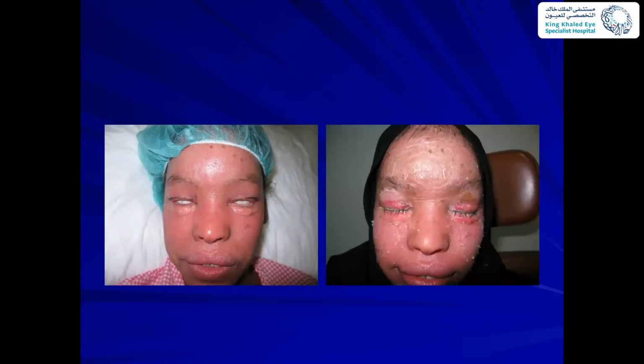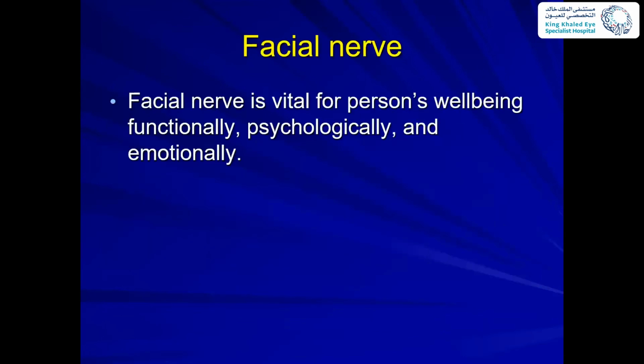And this is her picture again, after lower eyelid ectropion correction, and she still has upper eyelid ectropion. And this is after placing the mucous membrane graft in the lower eyelid and also in the upper eyelid, and the patient is able to close her eyes normally now.